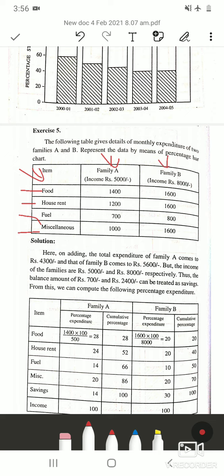Family A spends 1400 on food, on house rent 1200, on fuel it is 700, and miscellaneous is 1000. Similarly, for each component the expenses of family B are given, and their income is 5000 for family A, and for family B it is 8000. So this we could have even shown in terms of a component bar diagram, but they have asked to plot a percentage bar chart.